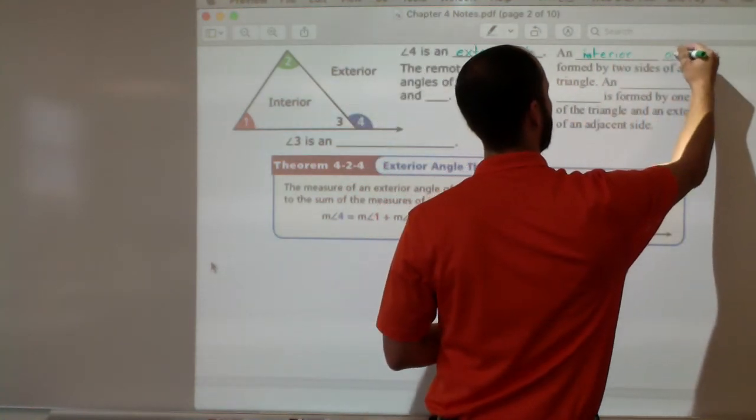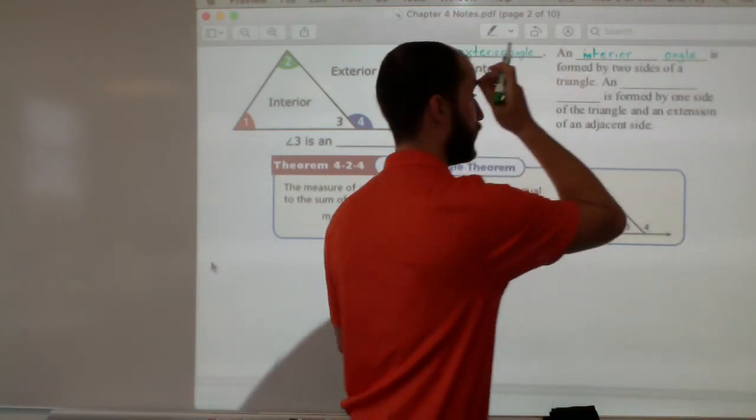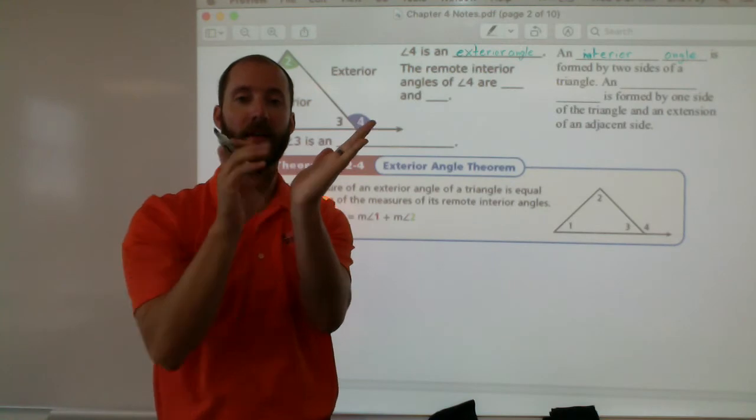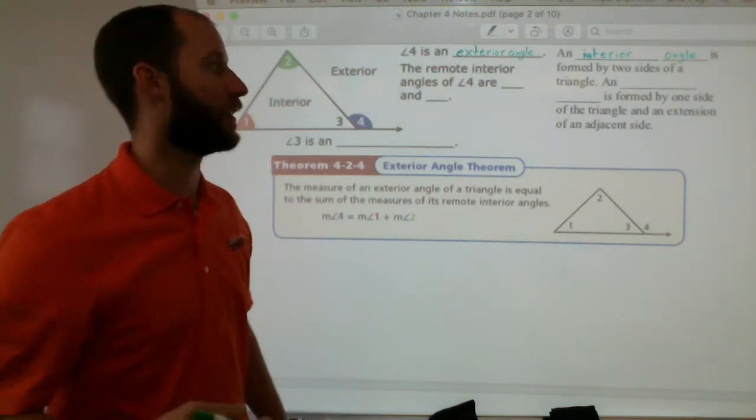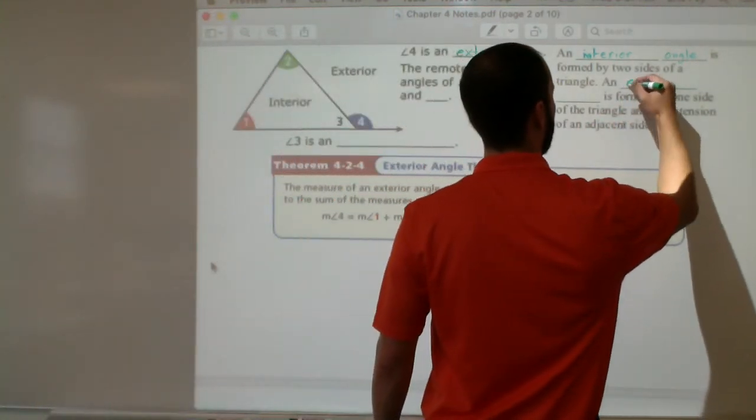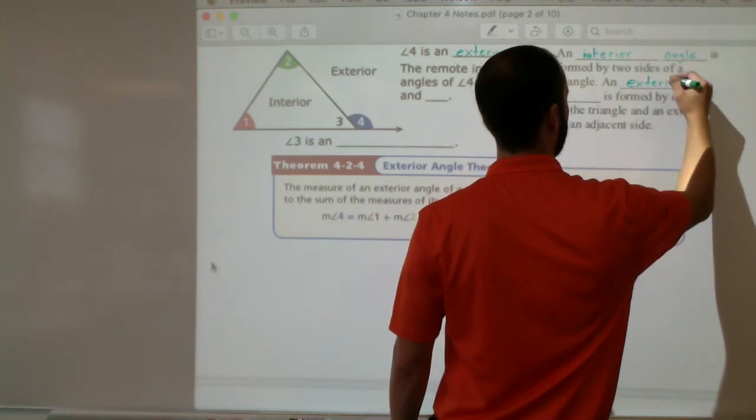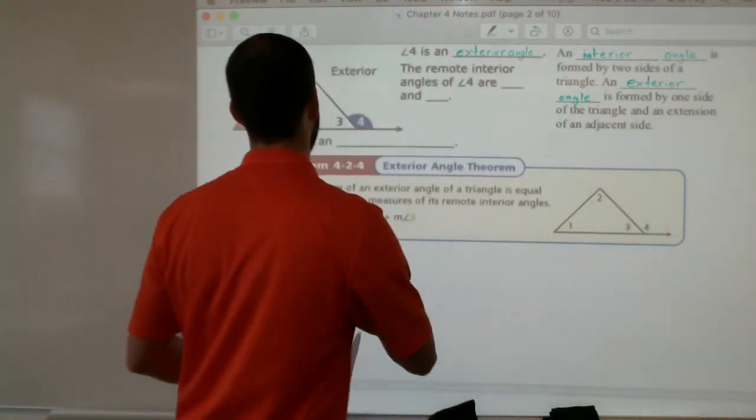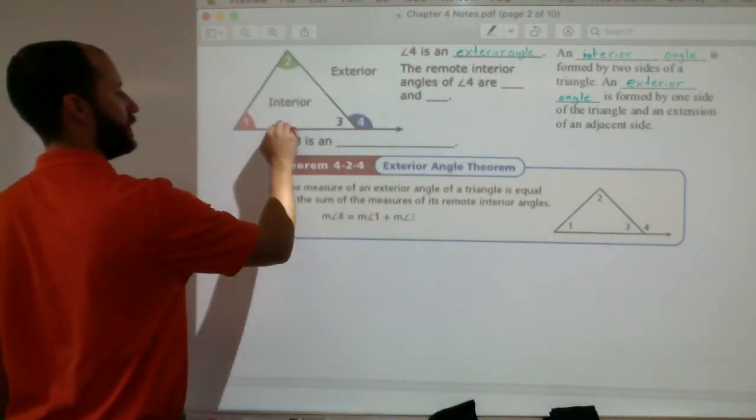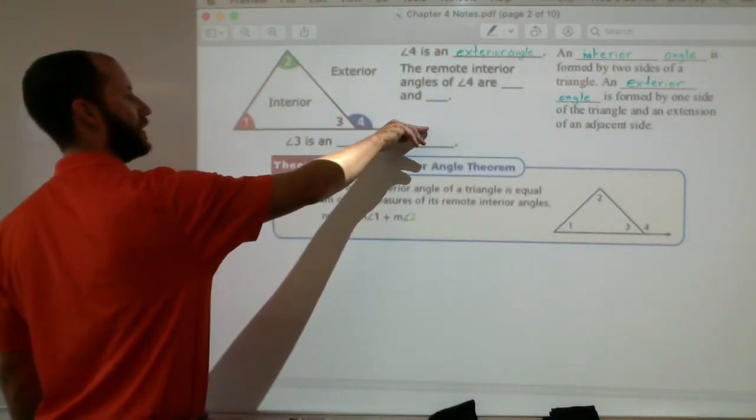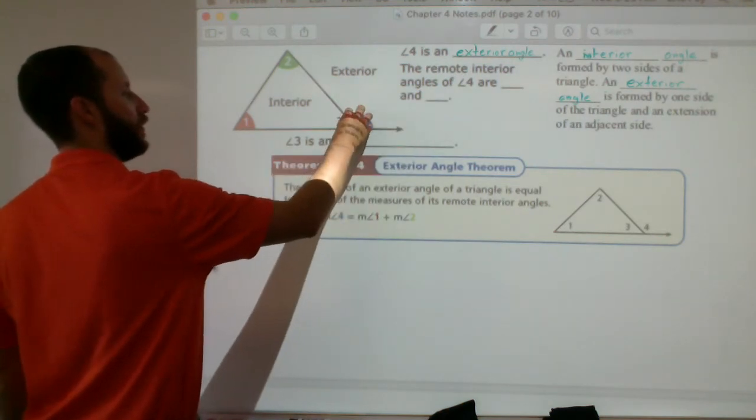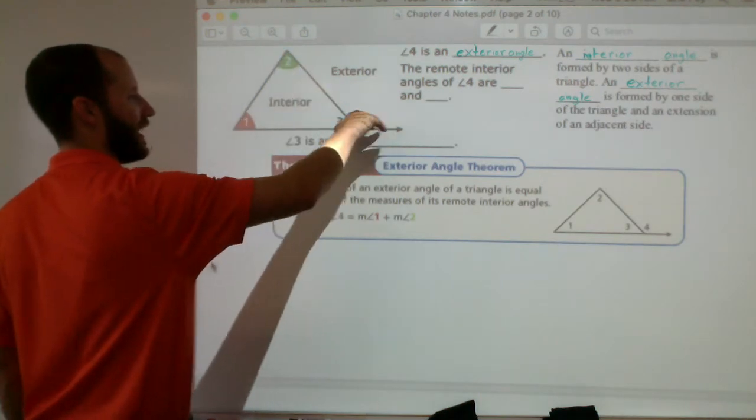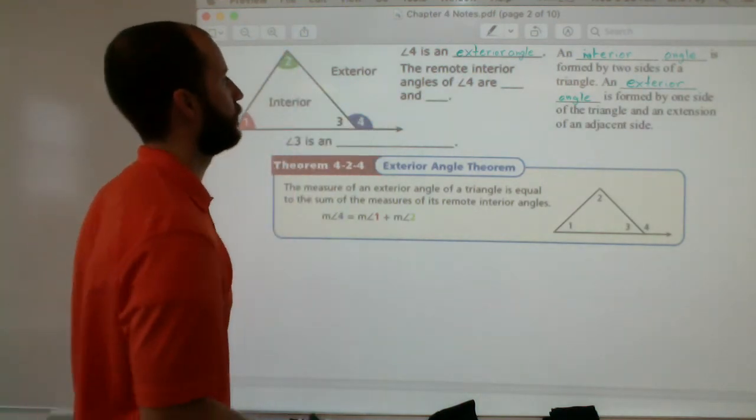An interior angle is formed by 2 sides of a triangle, where the 2 sides meet, right there, that vertex, interior angle. An exterior angle is formed by taking one side of a triangle and then extending it out. So then it forms outside of the triangle. One side of the triangle and then an extension of another side.